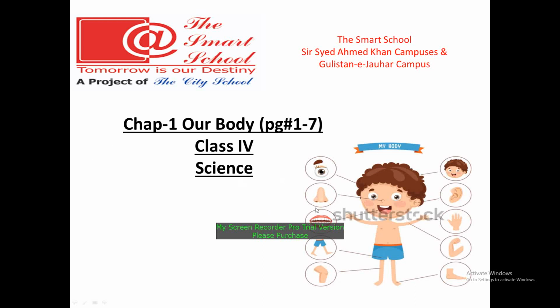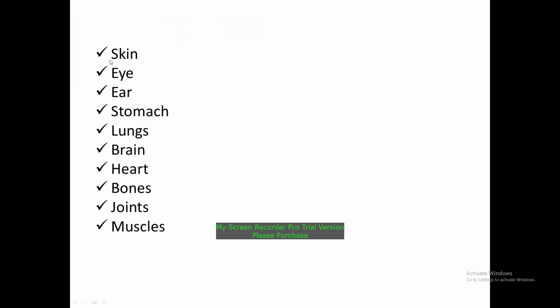External organs are those which we can see outside our body and can touch, like skin, eyes, ears, and arms. Internal organs are present inside our body. They are not visible to us, like stomach, brain, lungs, and heart. Here are our major body organs: skin, eye, ear, stomach, lungs, brain, heart, bones, joints, and muscles.